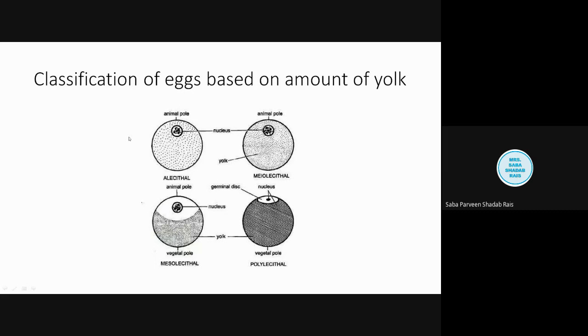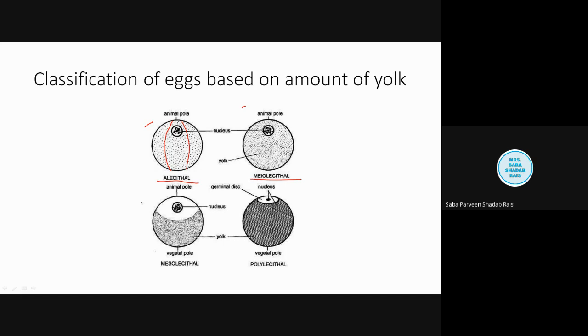So students, these two types, this one and this one, are oligolecithal. Here the amount of yolk is very little, so the cleavage furrow will go all the way down, and this particular type of animal will show holoblastic cleavage, because there is no hindrance of the yolk. The two oligolecithal examples are alecithal and meiolecithal or microlecithal.